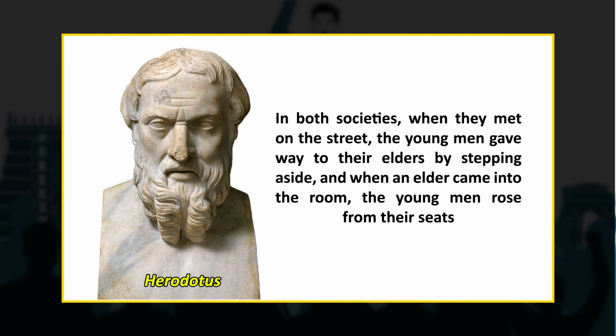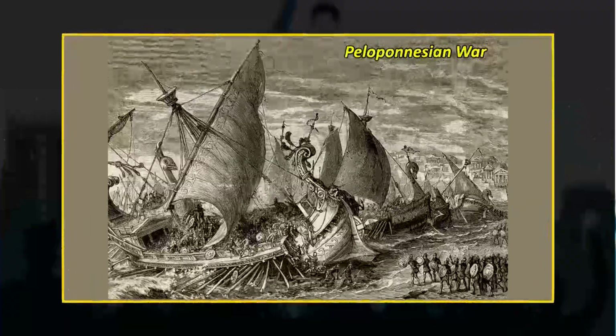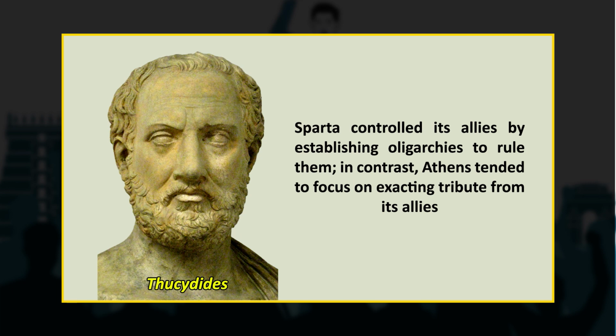Based on his study, he argued that in both societies, when they meet on the street, the young men gave way to their elders by stepping aside, and when the elders came in the room, the young men rose from their seats. In the Peloponnesian War, Thucydides made a number of cross-societal comparisons. He pointed out that Sparta controlled its allies by establishing oligarchies to rule them. In contrast, Athens tended to focus on exacting tribute from its allies.